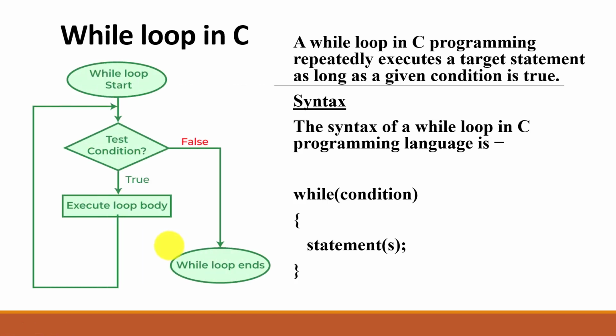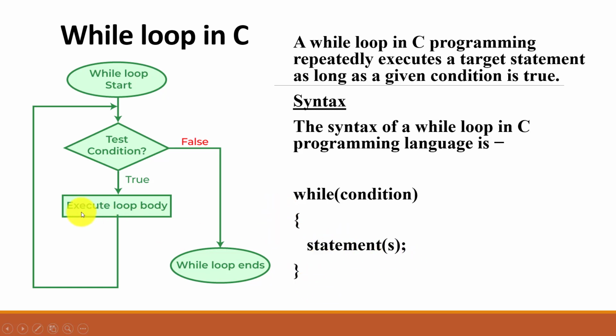Now let's understand it with the flow diagram, the flow chart. At the start we apply the while loop. Inside the while loop we check the condition. If it is false, it never enters the statements inside this loop. It directly ends the while loop. So control goes to the end, or it never enters this statement.